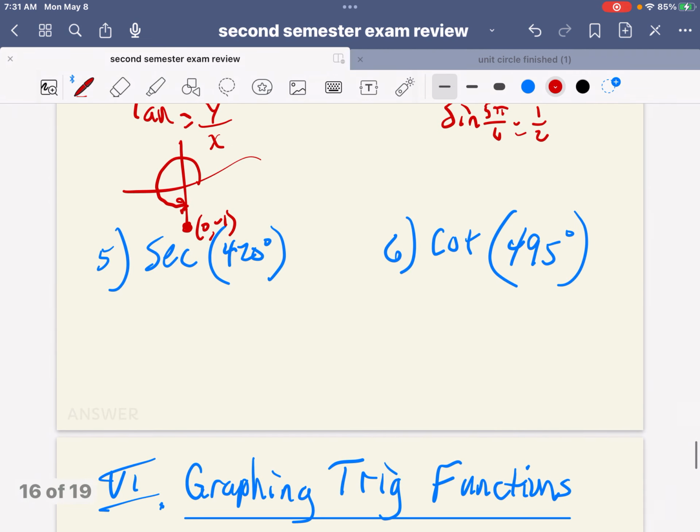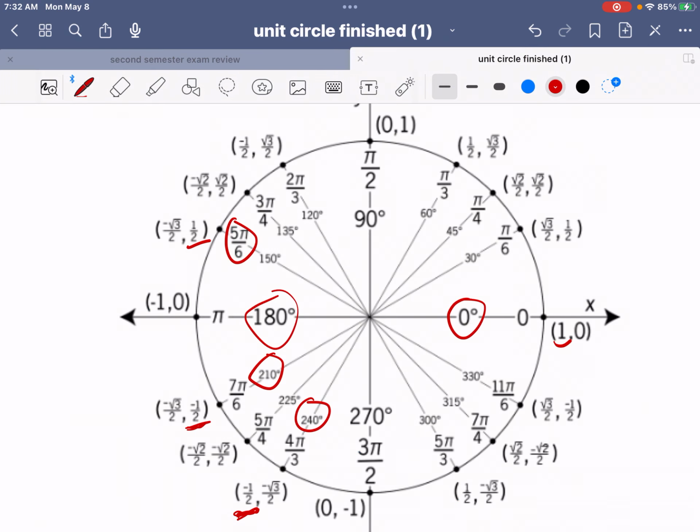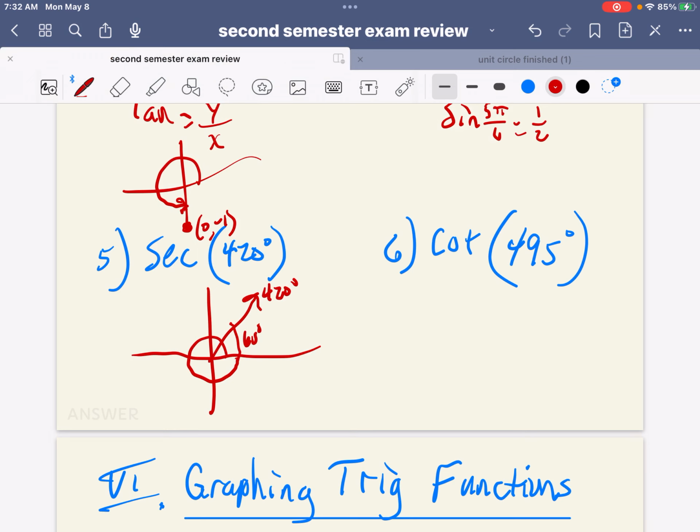Okay, the secant of 420 degrees, well, that's 360. And I think it takes about another 60 degrees to get to 420. So that's a 60-degree reference angle. So if I go to 60 degrees, I see that the cosine is a half at 60 degrees. So then doesn't that mean that the secant of 420 is 2 over 1, or just 2?